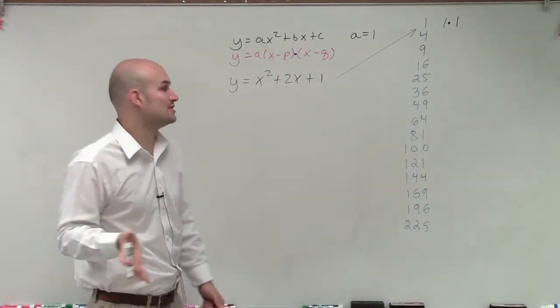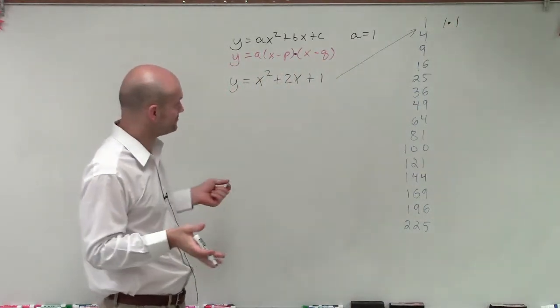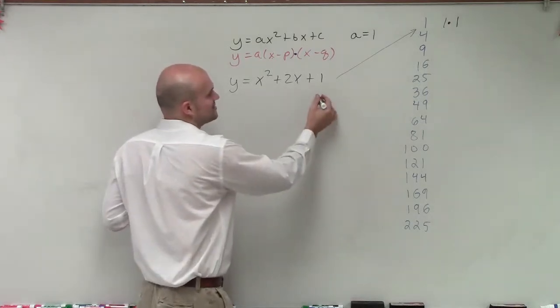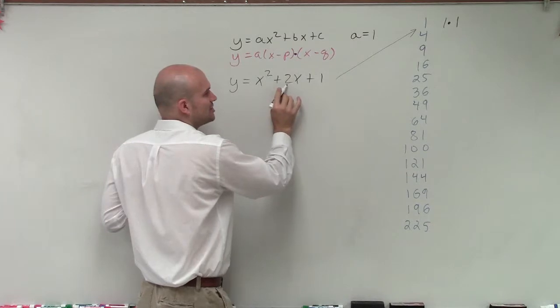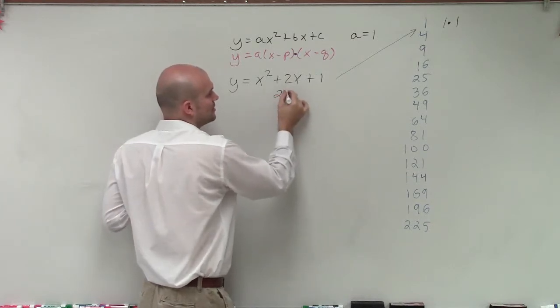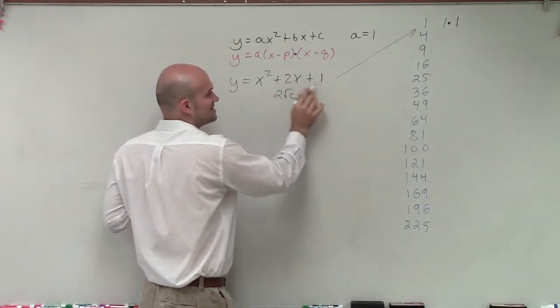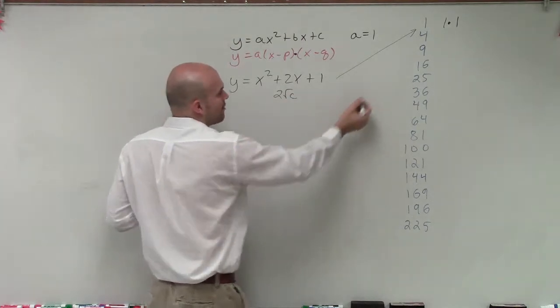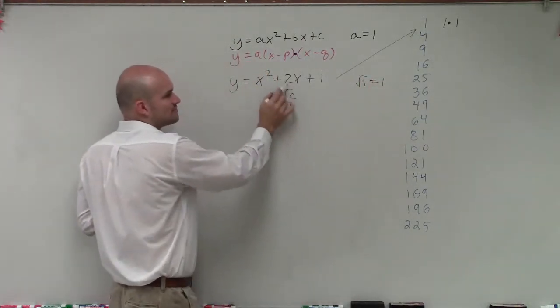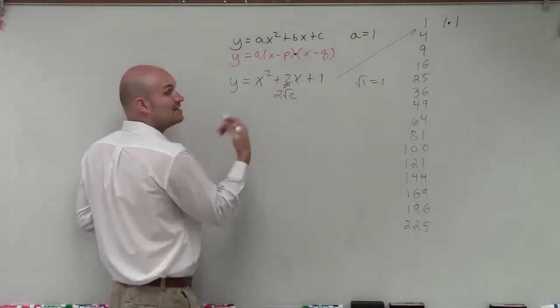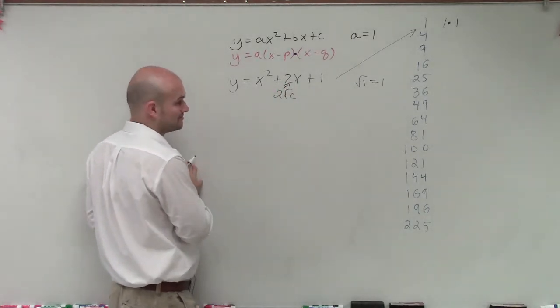Then the next thing I need to make sure of is, if this is 1 times 1, that this is going to be 2 times the square root of my c value. Well, the square root of 1 equals 1. So therefore, 2 times 1, is that 2? Yes, it is. So therefore, I have a perfect square trinomial.